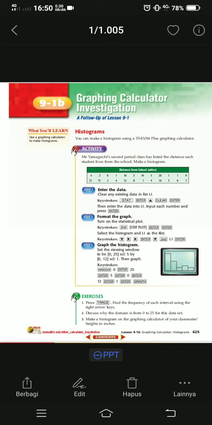NIM 208190036 dari Kelompok 9. Di sini saya akan melanjutkan bacaan dari teman saya, yaitu Putri Ayu Anggraini. Baiklah, langsung saja.